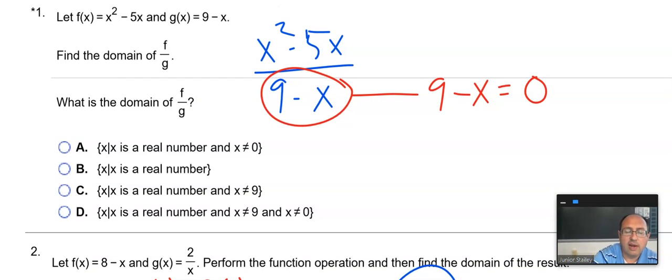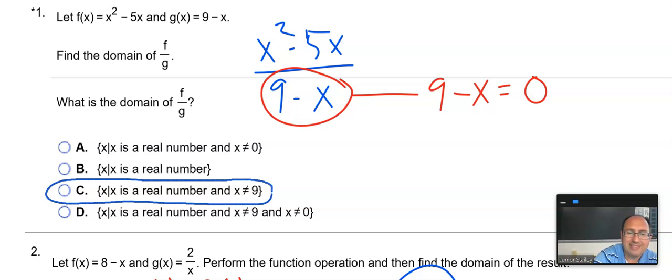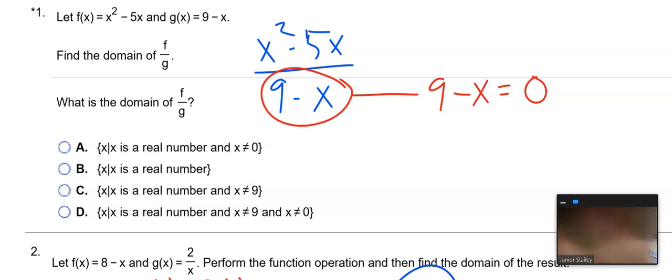If you were to look at the graph on a calculator, you would find out that 9 is impossible. So what we want to say is any real number except 9. Any real number except 9. And so that's what you're getting at with that information that we just figured out. Okay, next question.